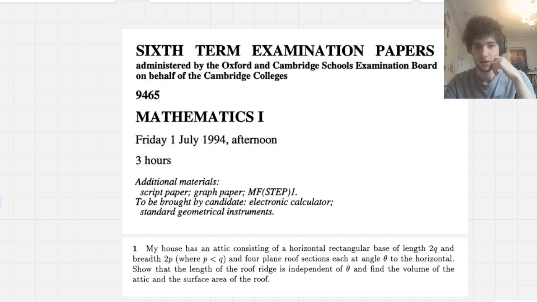So the first question says, my house has an attic consisting of a horizontal regular base of length 2q and breadth 2p, right? And I guess they're expressing that p is less than q. And 4 plane roof sections, each at an angle theta to the horizontal, show that the length of the roof ridge is independent of theta. Okay, and find the volume of the attic and the surface area of the roof.